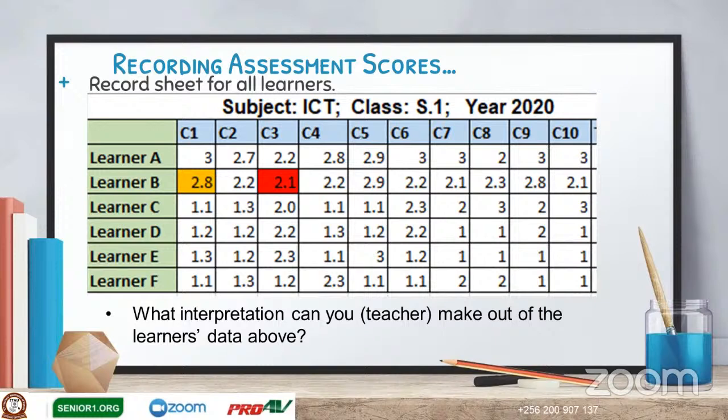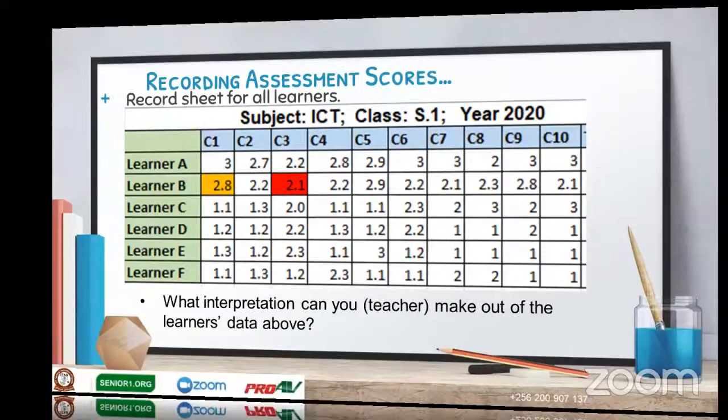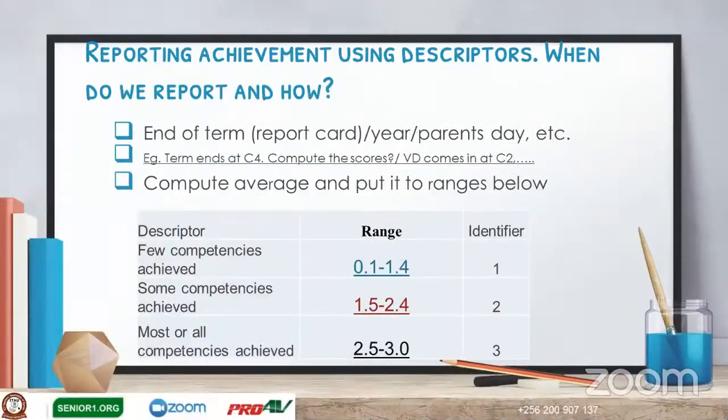And we have seen that you can see the trend, whether the learner is improving, or the learner is stagnant, or the learner is deteriorating. Now, on the next slide, Mr. Mutiaba, go to the next slide. So on the next slide, how are you going to report to the parents? End of term report card.